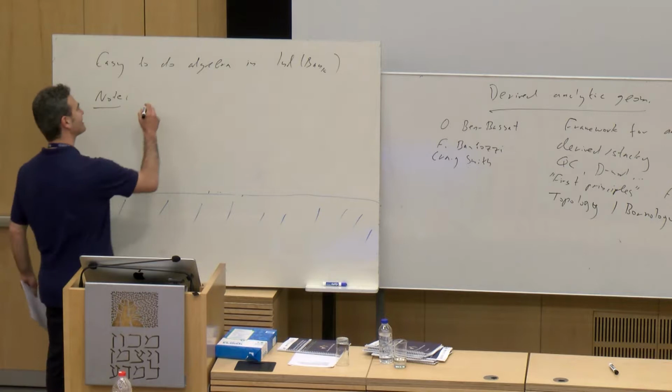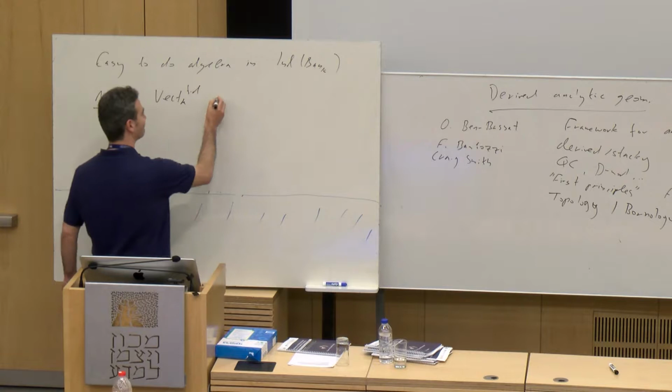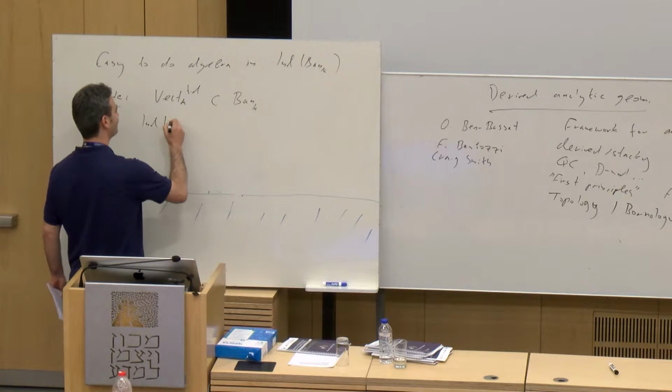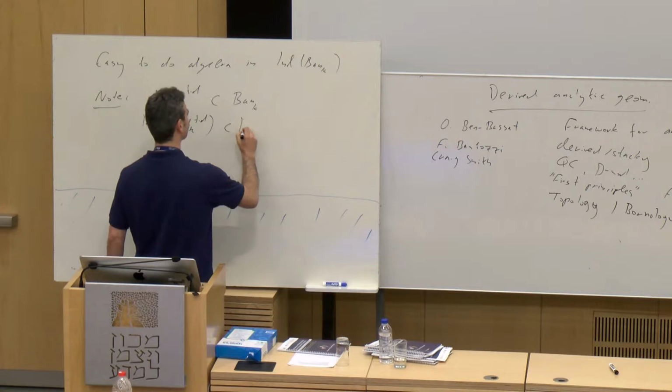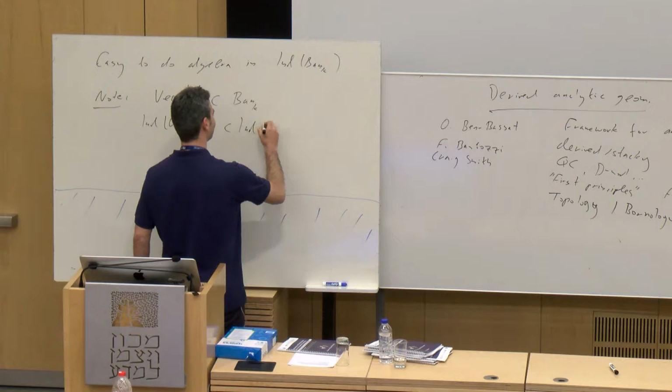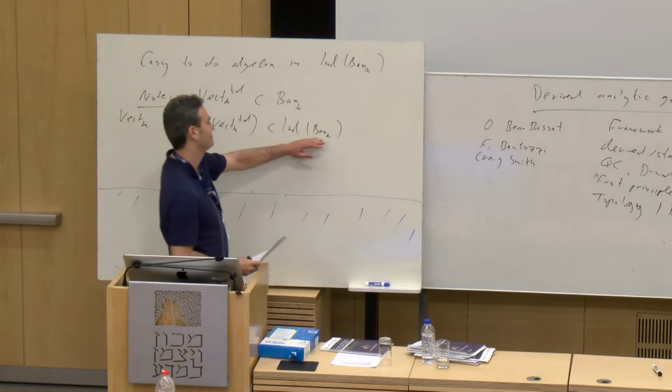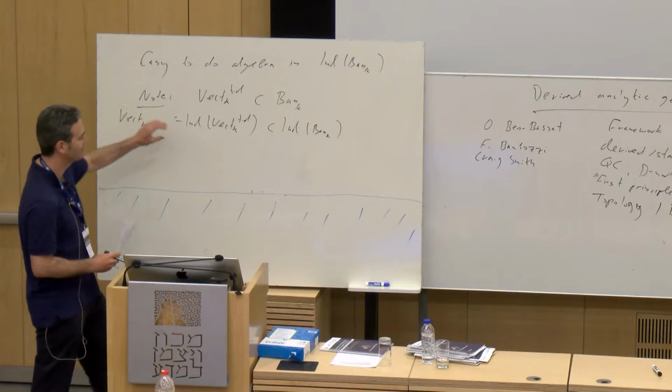So one thing to notice is that if I look at vector spaces over K which are finite dimensional, they sit inside Banach spaces over K. And then Ind of finite-dimensional vector spaces over K would sit inside Ban K, and this is also a symmetric monoidal functor. Now Ind of finite-dimensional vector spaces is just vector spaces over K. So this category also contains usual algebra in it. Whenever you have a standard algebra, you can think about it as a bornological algebra.